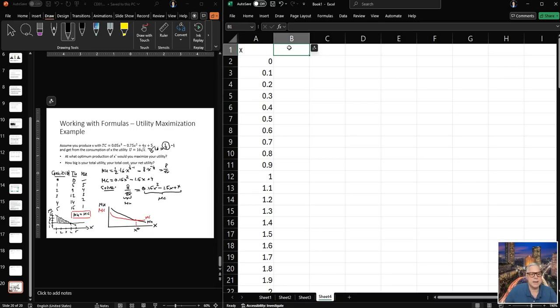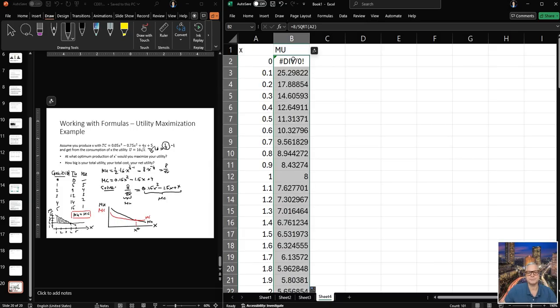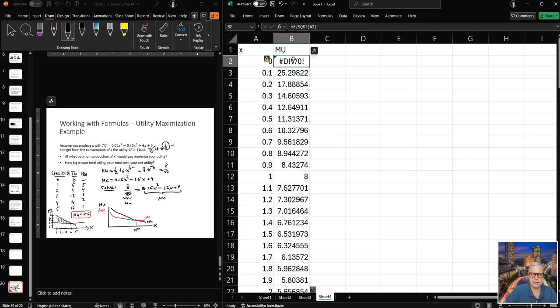So next we look at the marginal utility function, and we set the marginal utility equal to 8 divided by the square root of x. And again, the square root of 0 is 0, and we cannot divide by 0, so we'll get an error message, but that doesn't keep us from copying down that formula. I'll just say this is a number which is not available, and then Excel will ignore it.